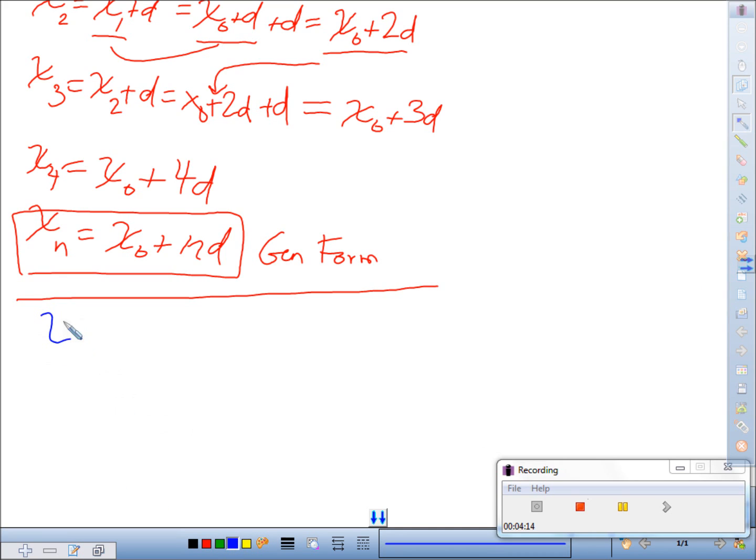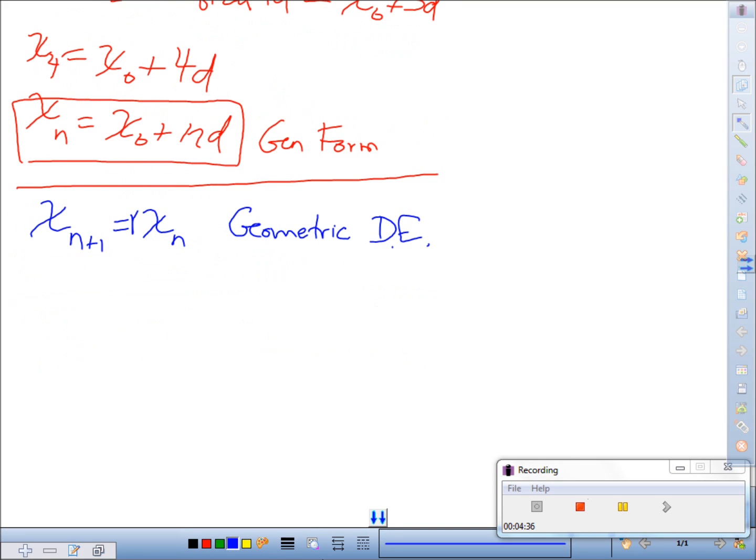So geometric sequences look like x n plus 1 equals r times x n. Okay? Let's do the geometric sequence equation. Okay? And we can do the exact same thing. We start at x sub 0. X sub 1 is r times x sub 0, right?